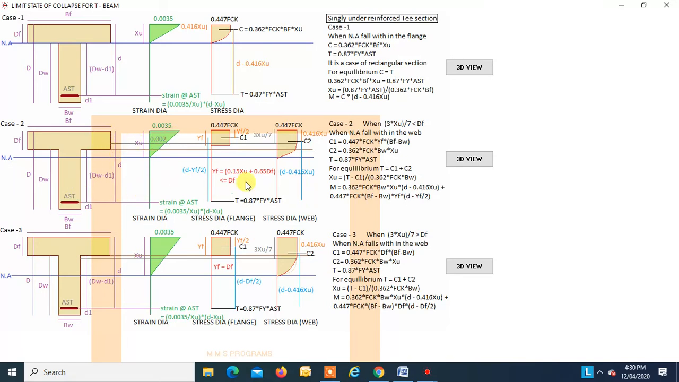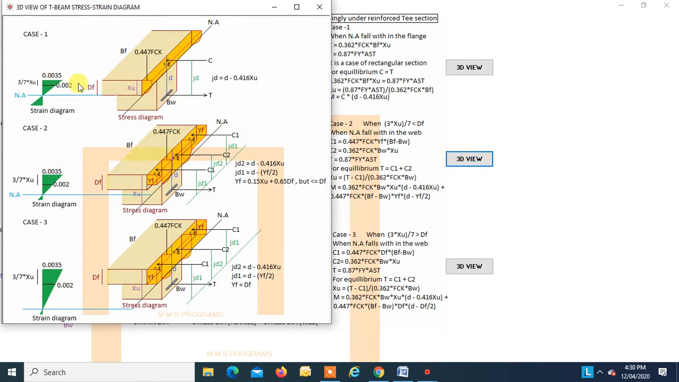Okay, so in that case, let me show you the 3D view. So this is a 3D view for case 1. When the neutral axis falls in the flange, you will have a complete stress diagram like this throughout the flange. Now, when your strain point 0.002 falls in the flange and your neutral axis falls in the web, then the code says you have to take an average stress diagram with the stress at top as 0.447 fck, and YF is something that you have to find out, right?